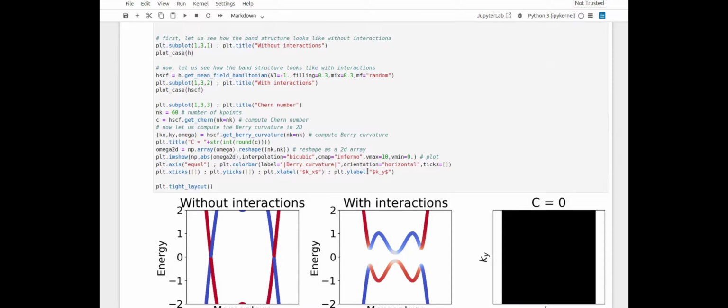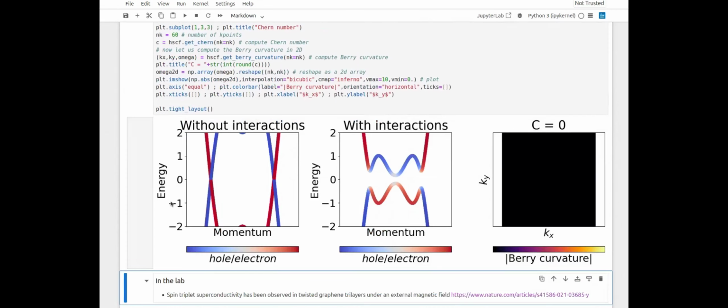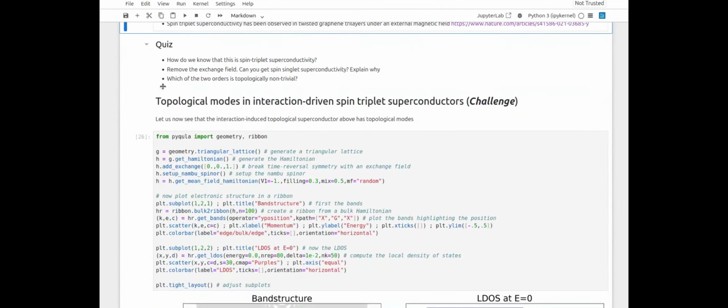Whereas spin triplet states sometimes have more difficulties in gapping the whole Fermi surface, and so they are not so energetically favored unless there's some term in the Hamiltonian that explicitly quenches spin singlet states. And so this is the case in this triangular lattice. So if you remove the exchange field, then you see that with attractive first neighbor interactions, you do get a superconducting state, but this superconducting state is actually a spin singlet state.